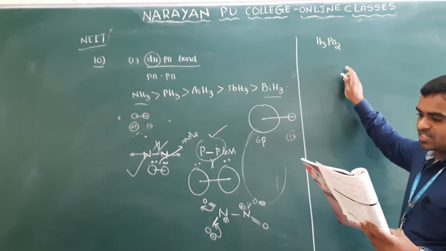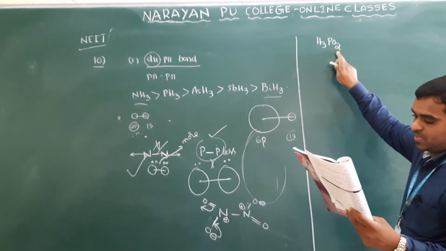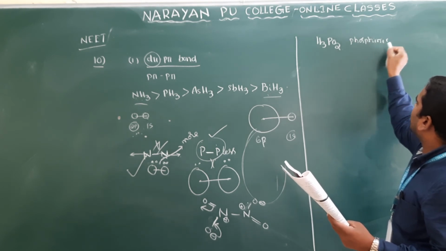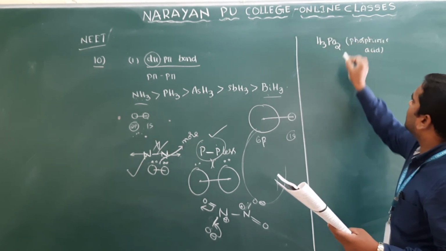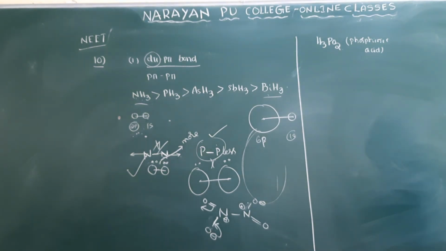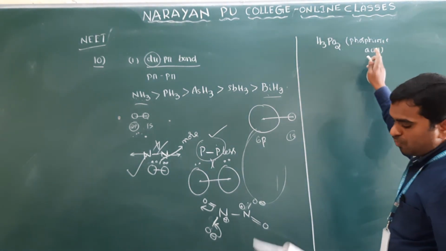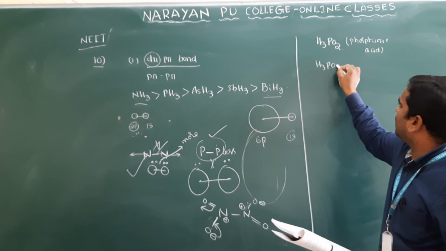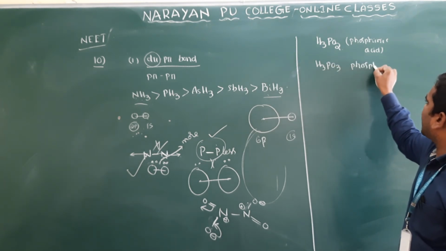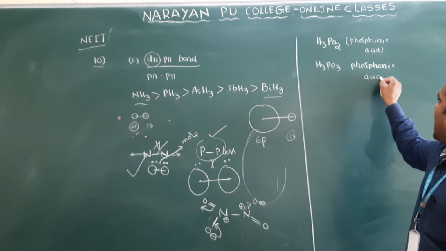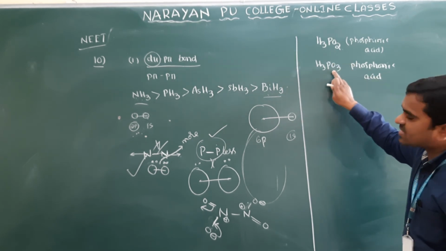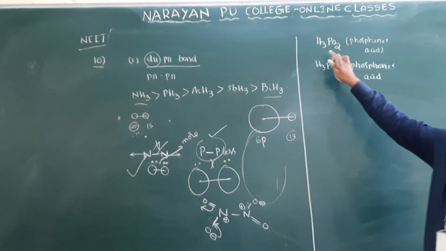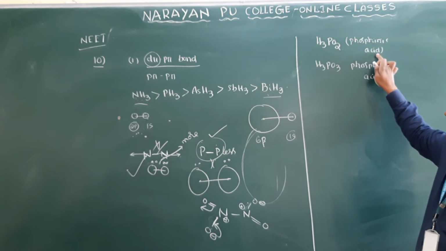H3PO2. Clear? This hypophosphorus acid can also be called phosphinic acid. Phosphorus acid can also be called phosphonic acid. Very important here: H3PO3 we will call phosphonic acid, and mainly it is called phosphorus acid. Another name is phosphonic acid. So: hypophosphorus acid, phosphinic acid, phosphonic acid.